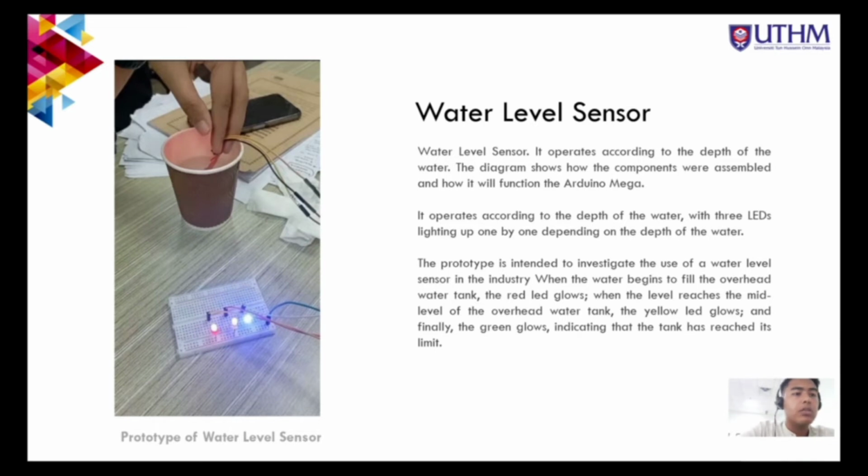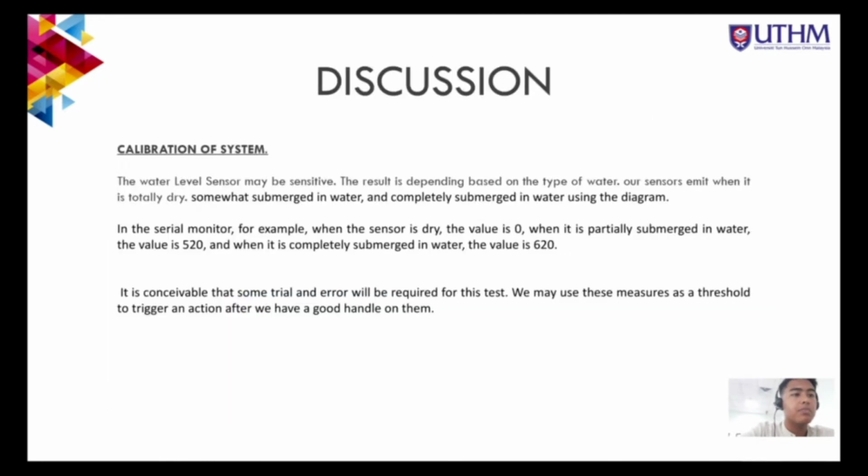So the prototype is intended to investigate the use of a water level sensor in the industry. When the water begins to fill the overhead water tank, the red LED glows. When the level reaches the mid level of the overhead water tank, the yellow LED glows, and finally the green glows, indicating that the tank has reached its limit.